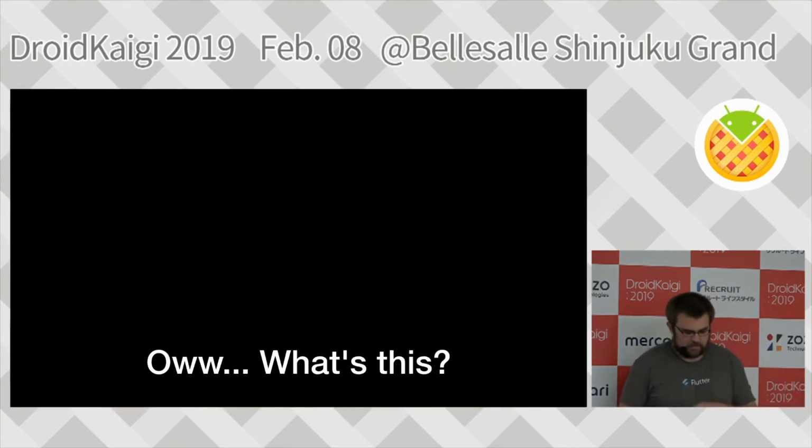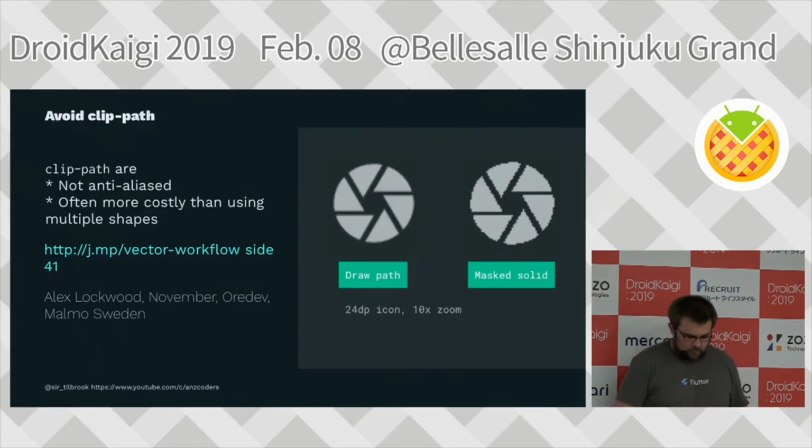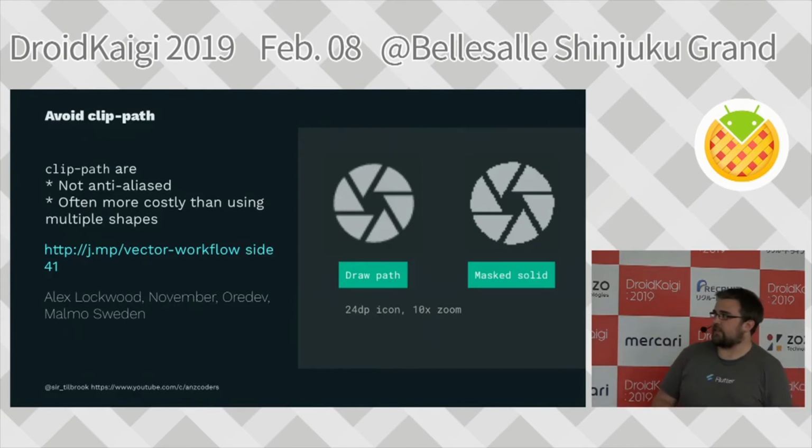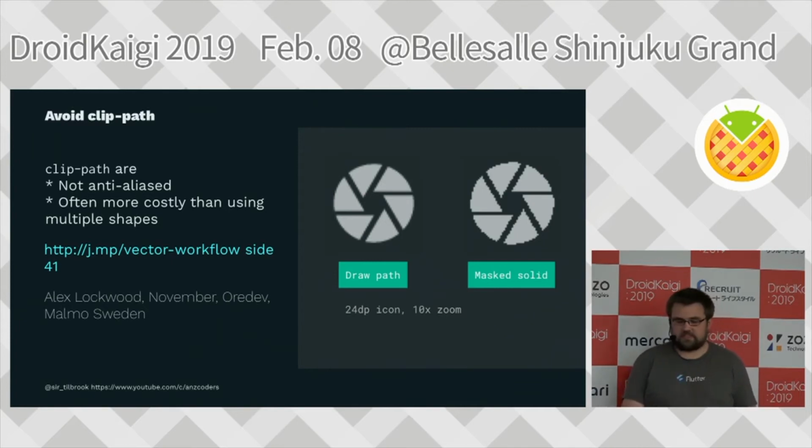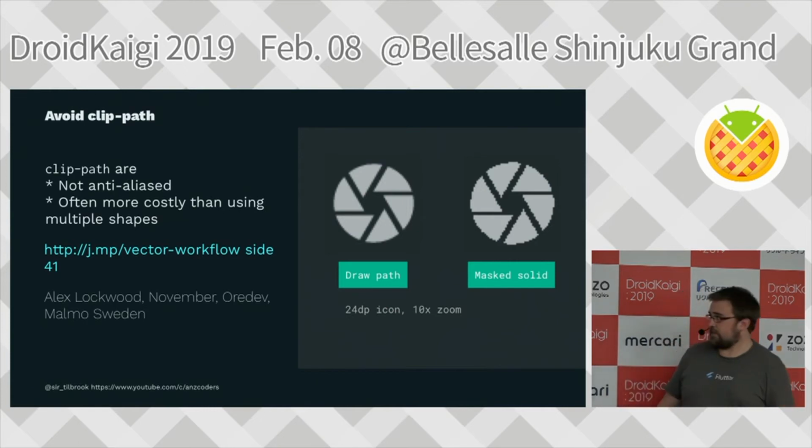So what other kind of pitfalls are there? We didn't actually encounter this one ourselves, but this is something I found out about fairly recently, and that is to avoid clip path. This usually comes about when you're using masks, and clip paths on Android just aren't anti-aliased. So even though this picture is a bit blurry, the one on the far right here is even more pixely around the edges.